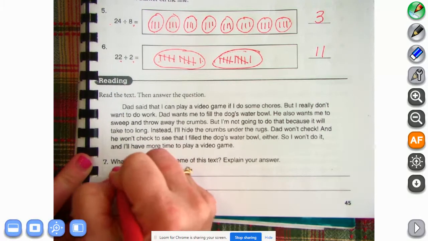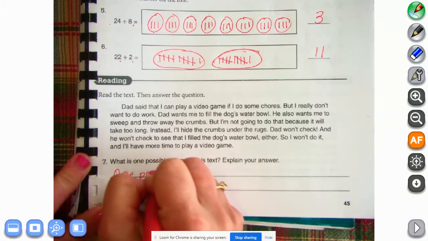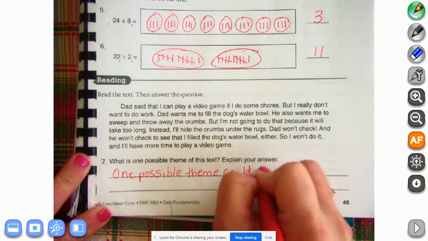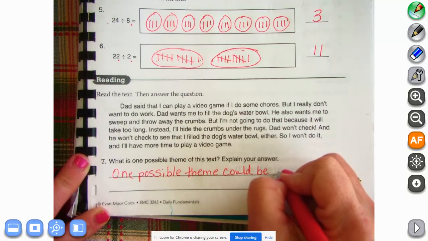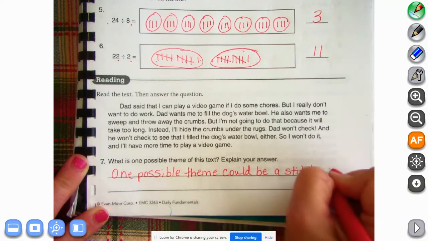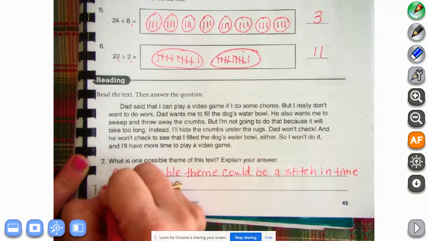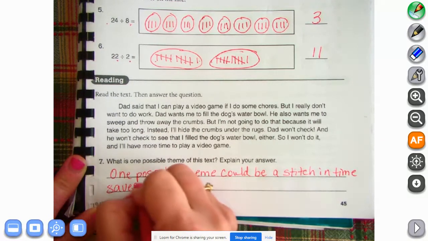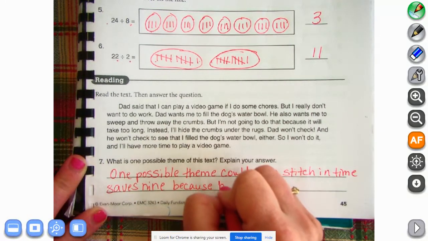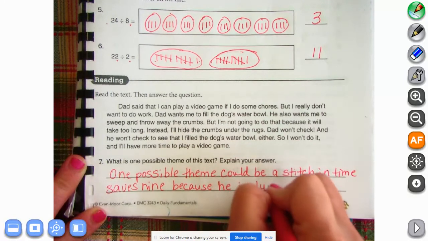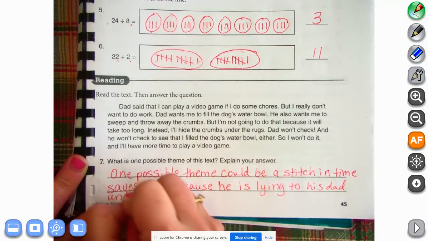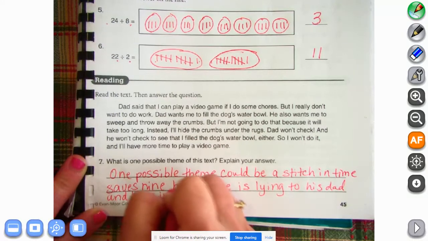One possible theme could be, I'm going to use the one I usually use. A stitch in time saves 9 because he is lying to his dad and being irresponsible.